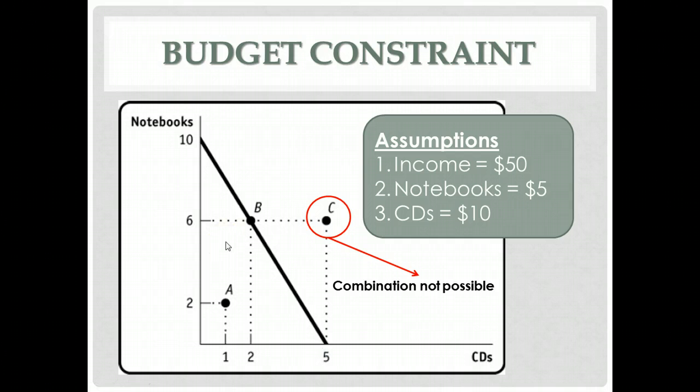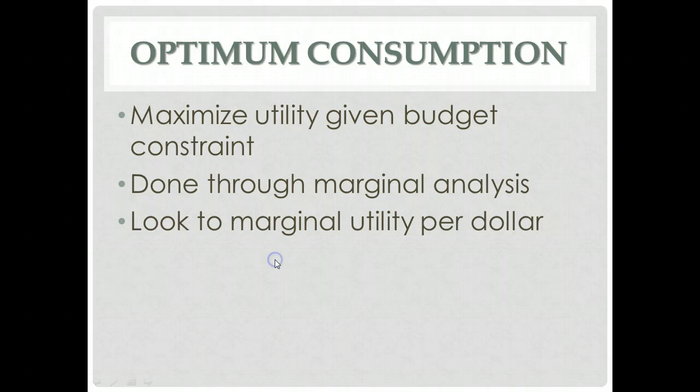So what I need to do is figure out what point along this budget line maximizes my total utility or total happiness. In order to do that, I'm going to use this idea of marginal analysis and marginal utility. More specifically, I'm going to look at the marginal utility per dollar spent. So I'm going to look at bang for my buck. If I spend $1, which good will give me more marginal utility?